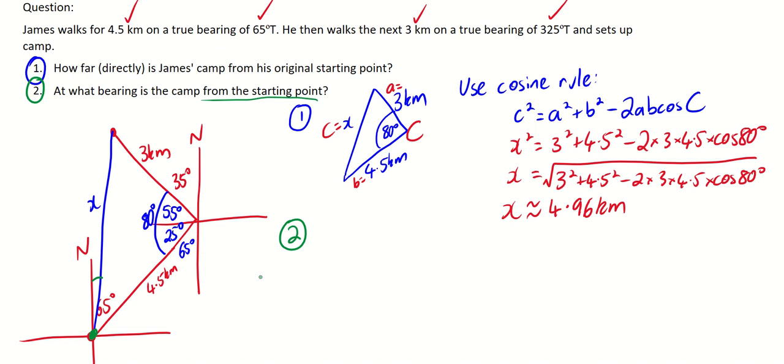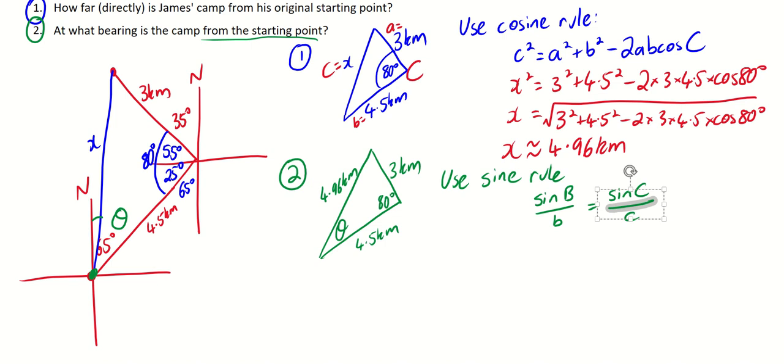I don't really have any way of finding that angle directly, but if I knew this angle, I can subtract it from 65 to find that bearing. So again, I'm going to draw just a small triangle with the important information from the diagram. Then I'm trying to find this angle theta. So in this scenario, I could use either the sine or cosine rule to find that angle, but I'm going to use the sine rule because it's going to be a bit easier. Again, always have my unknown as C.